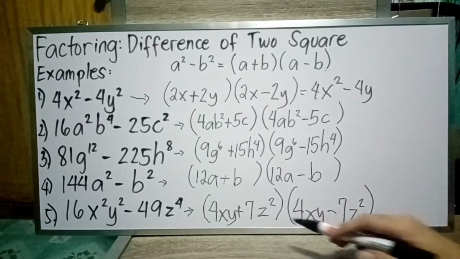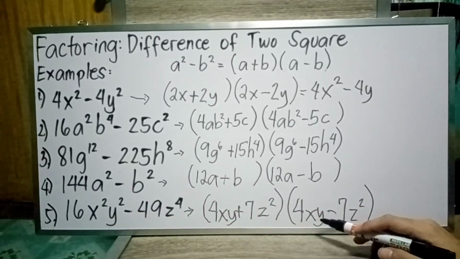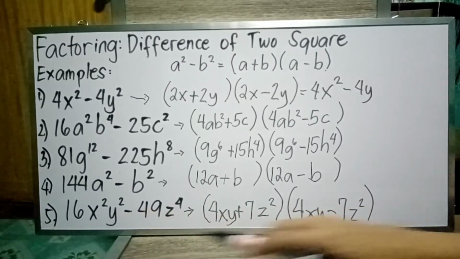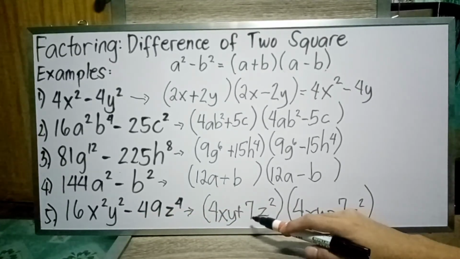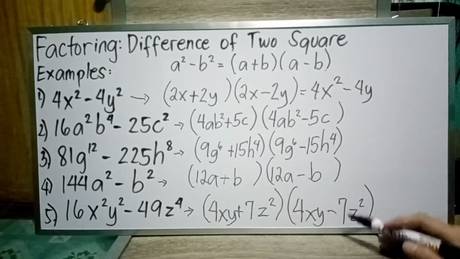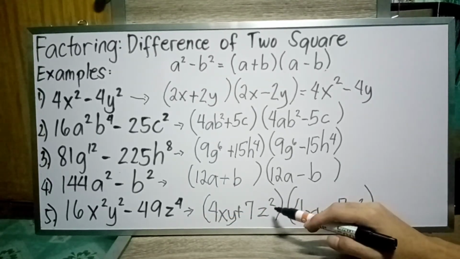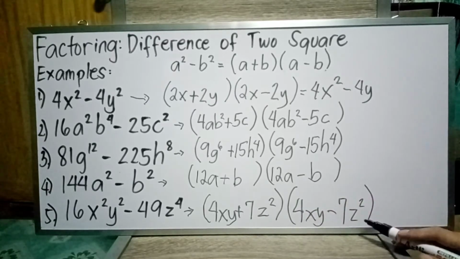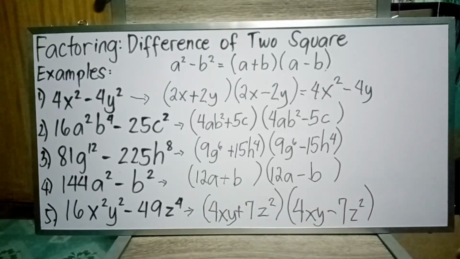To check it out, 4 times 4, that is 16. x times x, that is x squared. y times y, that is y squared. Positive 7 times negative 7, that is negative 49. z squared times z squared, that is z to the 4th. So therefore, our answer is correct.